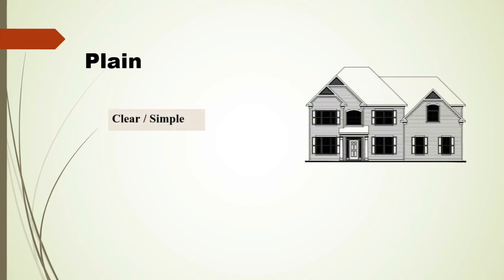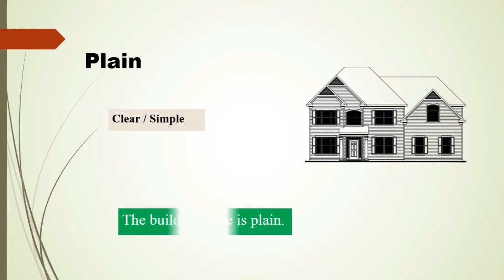Here it is plain. Plain means clear or simple. Here you can say the structure of the building is very simple, or we can say it is plain. We can use it in a sentence like: the building style is plain.